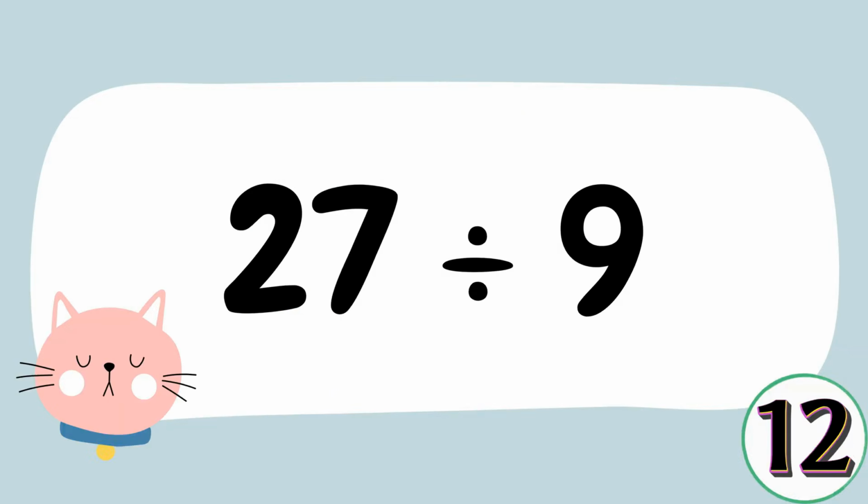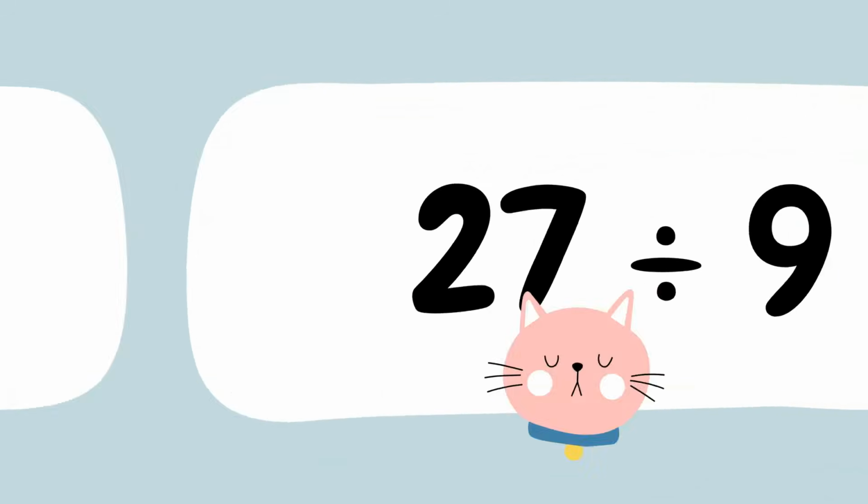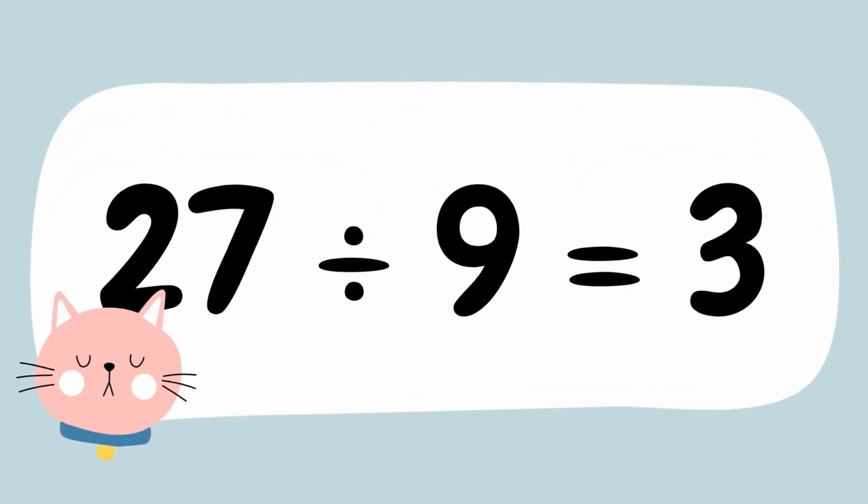What is 27 divided by 9? 27 divided by 9 is 3.